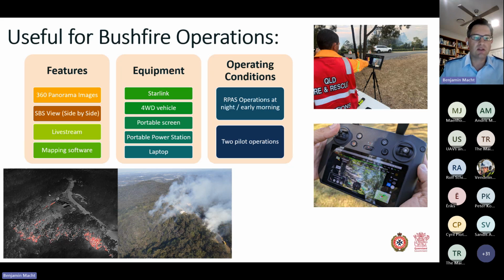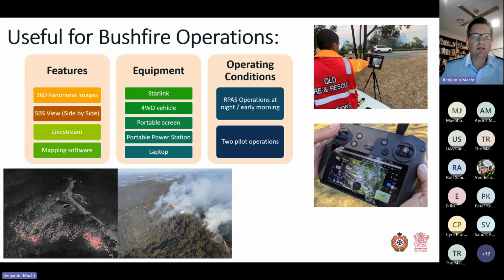Our state is very, very large, and if you go out of the metropolitan areas, you will rely on satellite technology, and Starlink is really bridging that gap for us, where we can have access anywhere and we can produce a very clear, low lag live stream anywhere we want to. Four-wheel drive vehicles, obviously in the bush, are a must-have, so we can get our crews, our pilots, and our equipment to where we want it to.